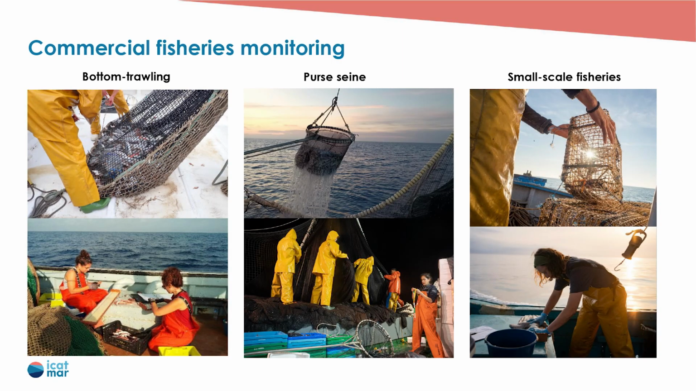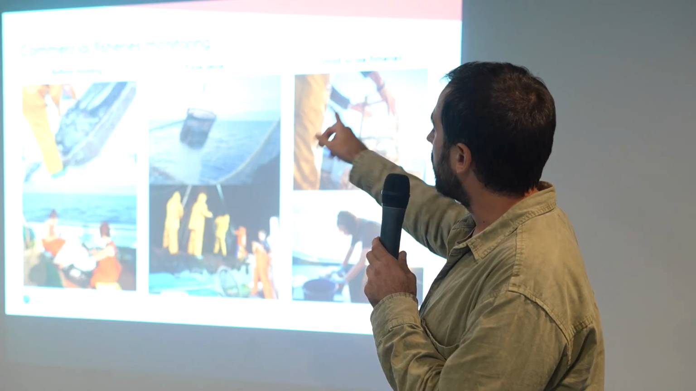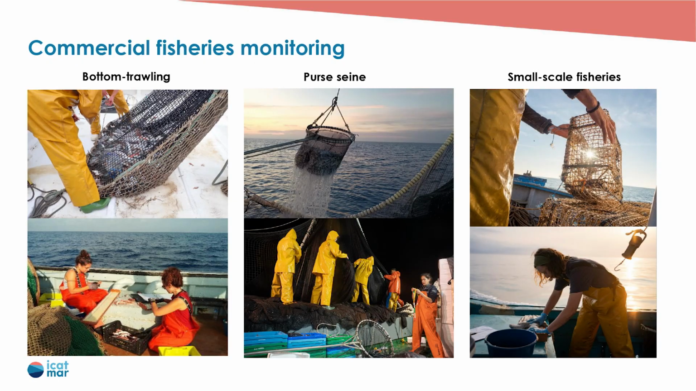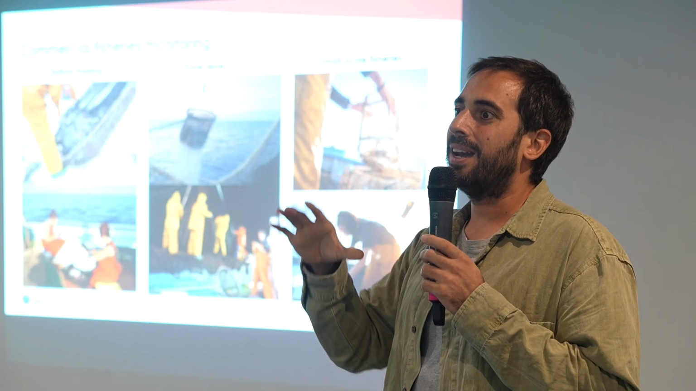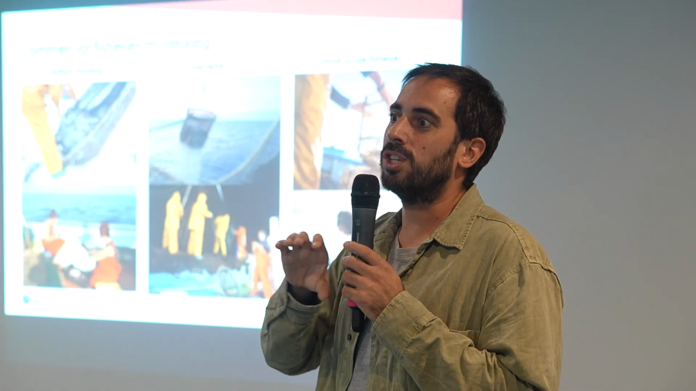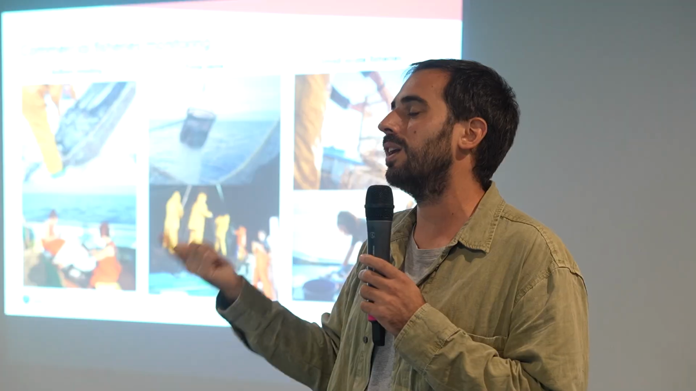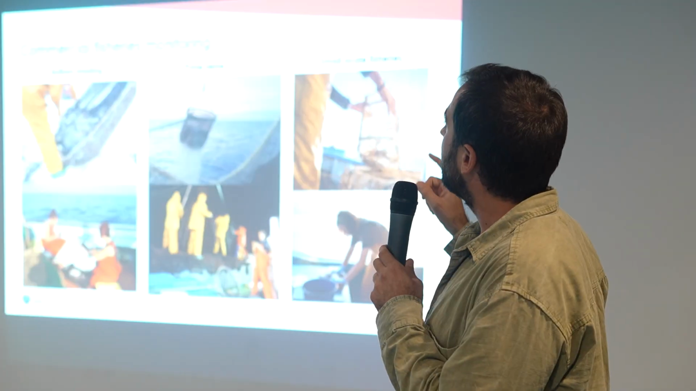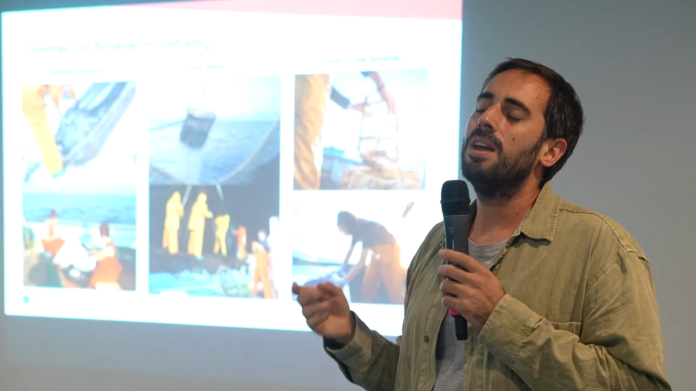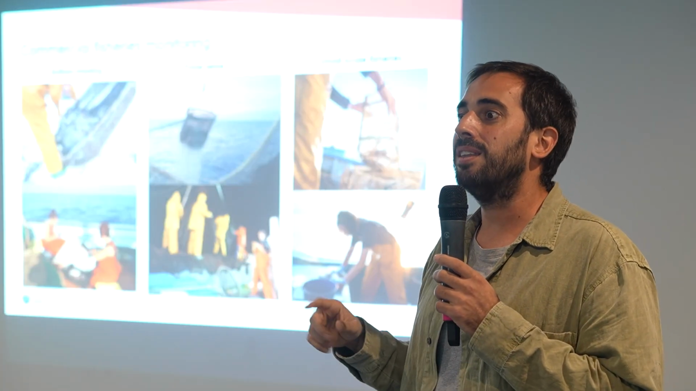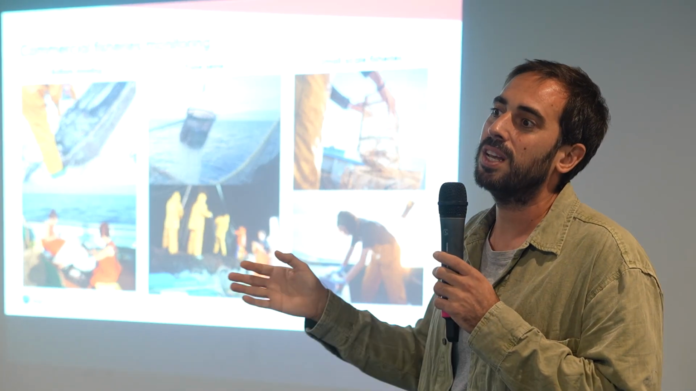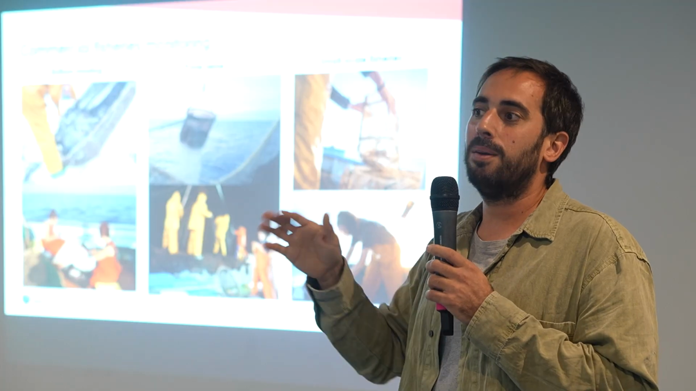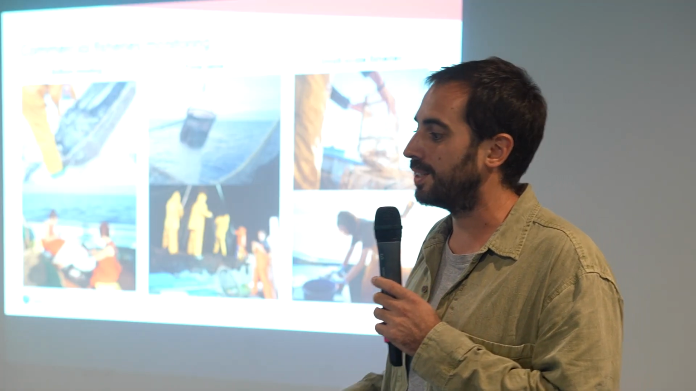We go on board the commercial fishing vessels, like the bottom trawling ones, which we are going to focus on today, the left one. This is a kind of fishing that is performed during the day, and it catches species that are associated with the sea bottom, like shrimps, lobsters, hake, etc. Then we have the purse seine, the middle one, which fishes during the night and mainly catches sardine and anchovy. And then the third one is small-scale fisheries, which are small vessels targeting a bunch of different species.